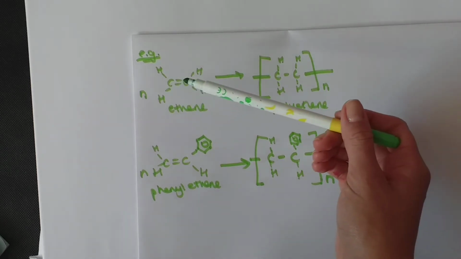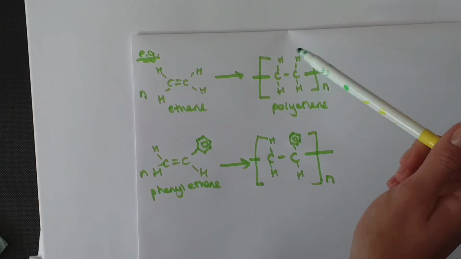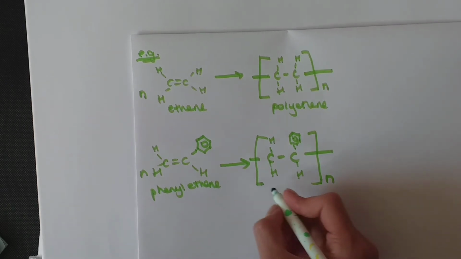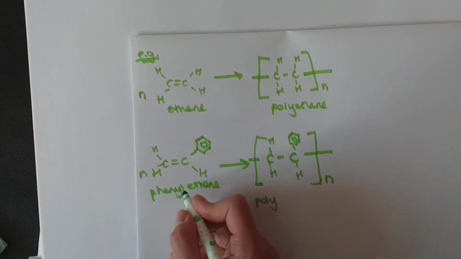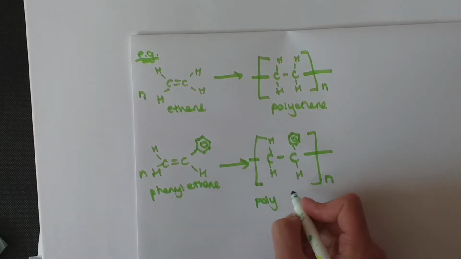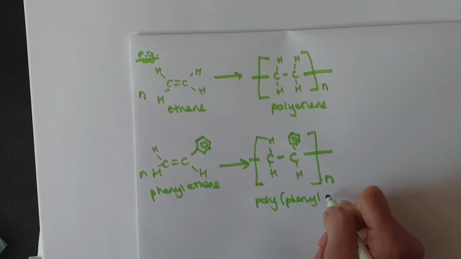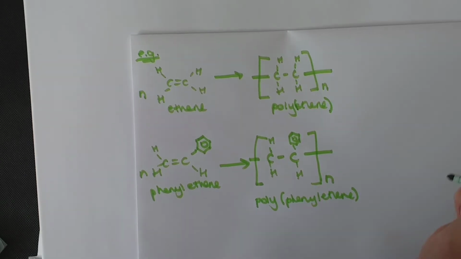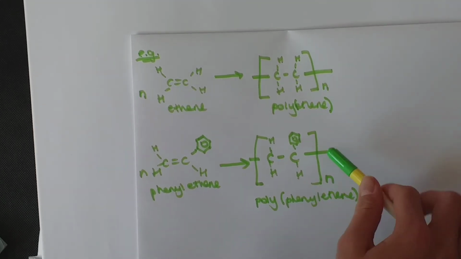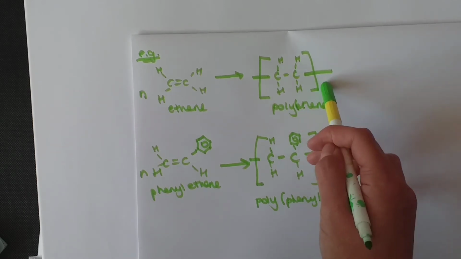That's how you draw all your polymers. You get a monomer, you open up the bonds, you draw the brackets, you draw all the groups around, and that's it. You may be asked to name them, but whatever the compound at the beginning is, the polymer will be just poly, and then in the brackets, phenylethene. You can put the brackets on here too if you like. Remember to put the ends, because you sometimes get marked down if you don't put the ends.